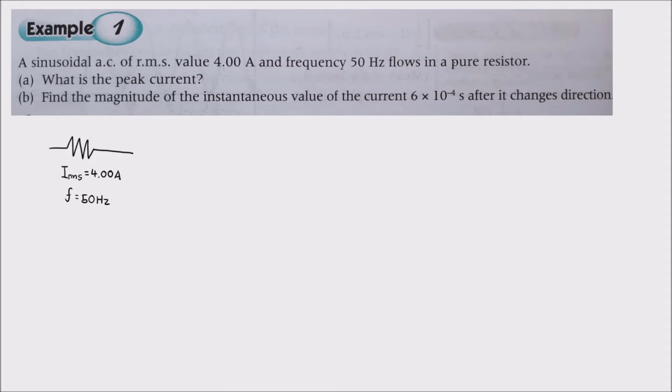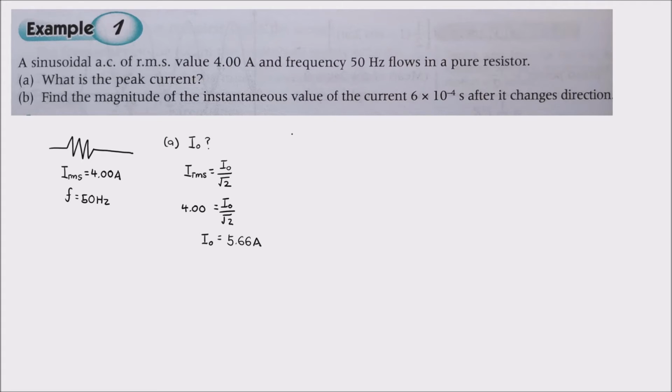So it's a pure resistor circuit, because they mentioned that it's a pure resistor. Let's find the peak current. Peak current is I naught. I believe this question should be quite straightforward, because you learned the relationship in a previous video: I RMS equals the peak current divided by square root of 2. So it's a matter of substitution now: I naught divided by square root of 2. From here, we find that the peak current equals 5.66 ampere. So that's for the peak current.